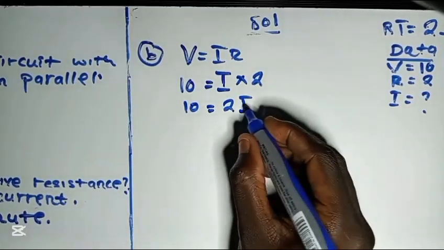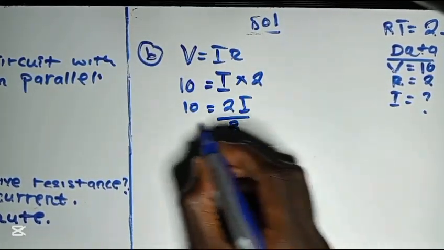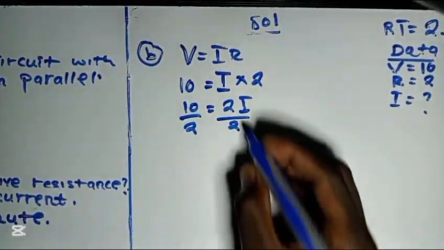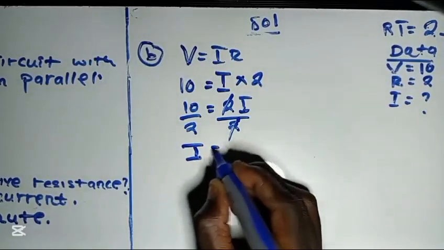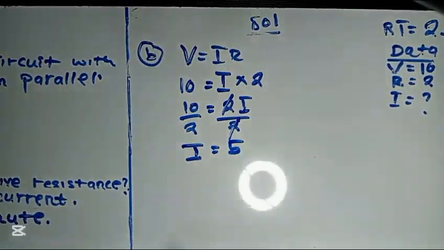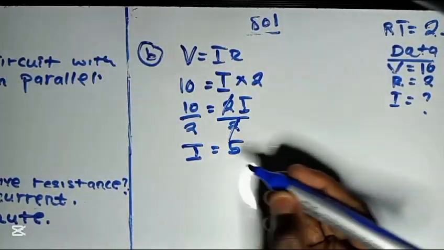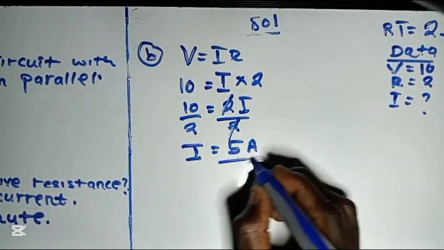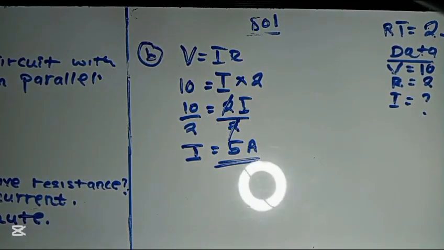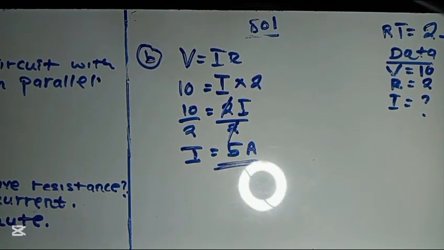What's next? We are looking for I, meaning we divide both sides by what? By 2. So this one and this one go. We remain with I equals 5. Then remember, current is measured in amps, so we're going to put our capital letter A there. It means we have answered our question.